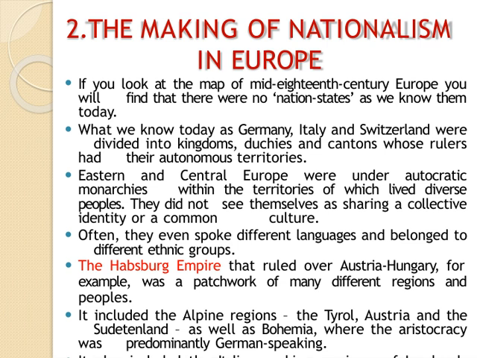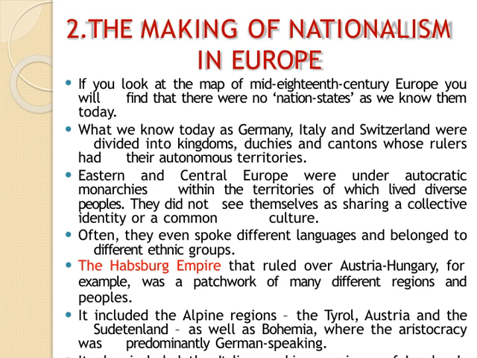Eastern and Central Europe were mostly under autocratic monarchies, but within these territories, the populations were incredibly diverse. People didn't see themselves as part of a single national identity or share a common culture. Often, they spoke different languages and belonged to different ethnic groups. Take the Habsburg Empire, for example. It was a vast and complex empire that ruled over Austria-Hungary. It was essentially a patchwork of many different regions and peoples.